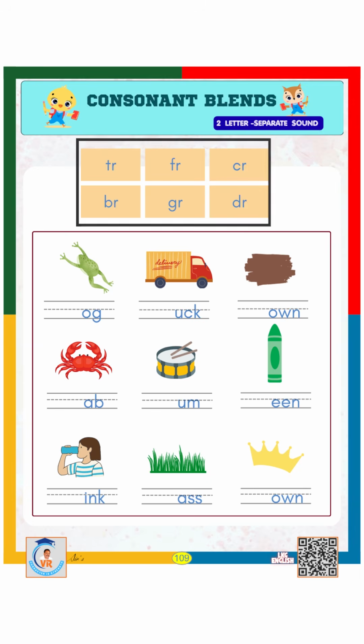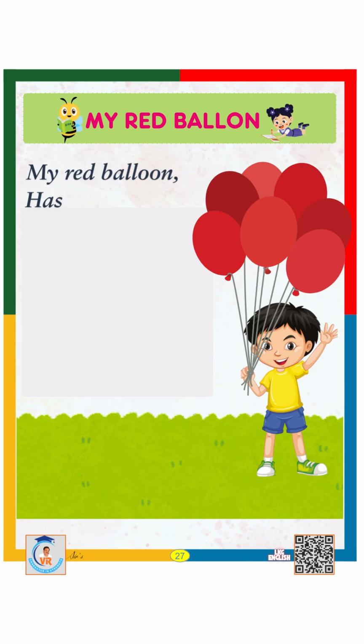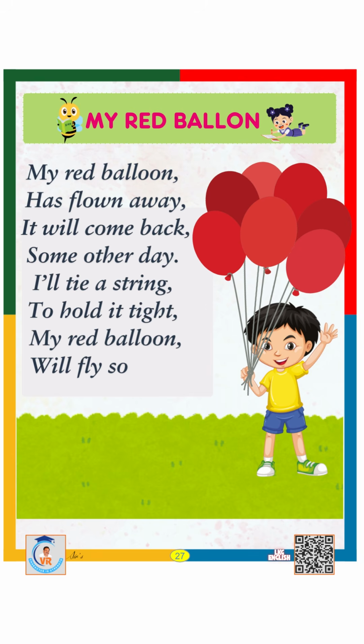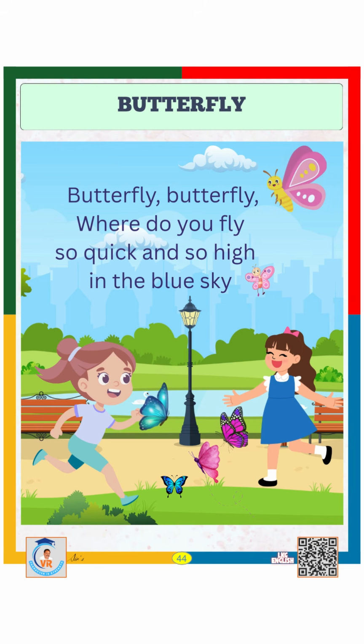Tr, fr, kr are called blends. Rhymes are meaningfully explained in detail.